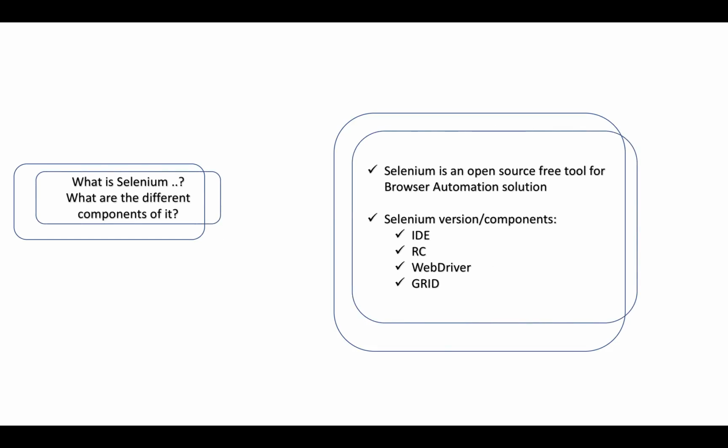What is Selenium? Selenium is an open source tool or technology or solution for browser automation. It has four components. What are the different components of it? IDE, RC, WebDriver, Grid.